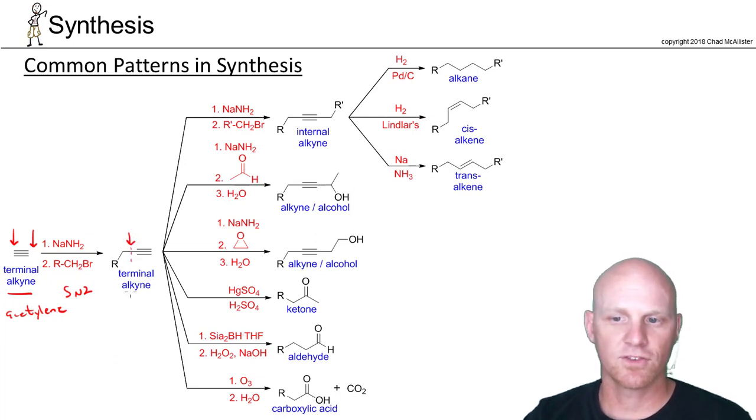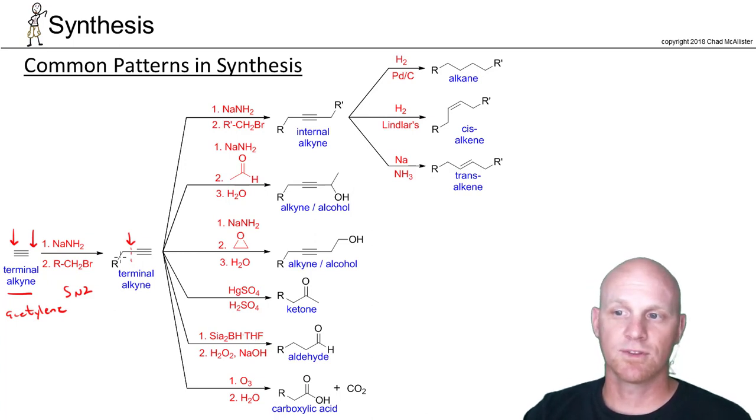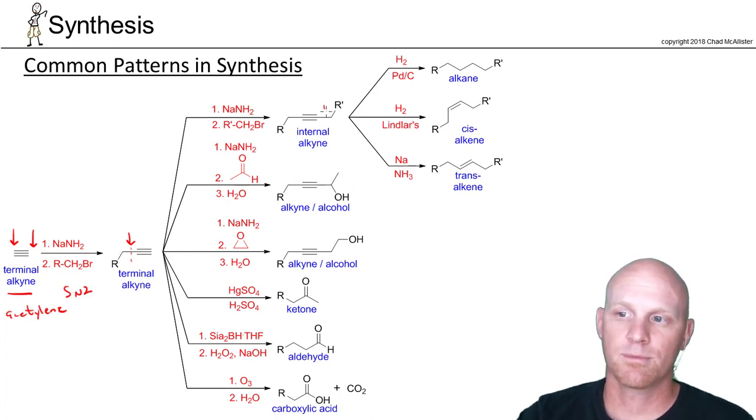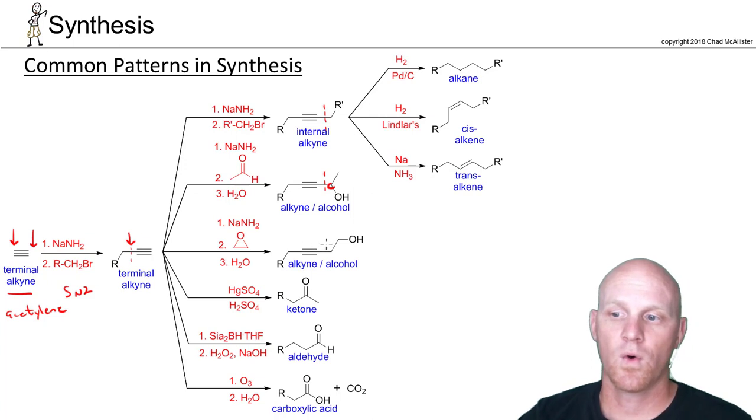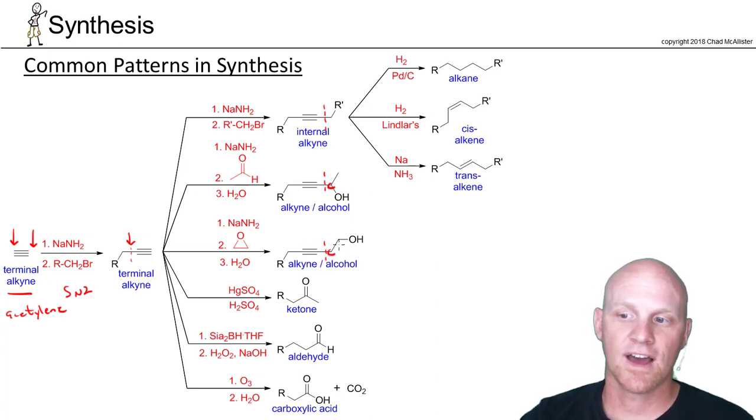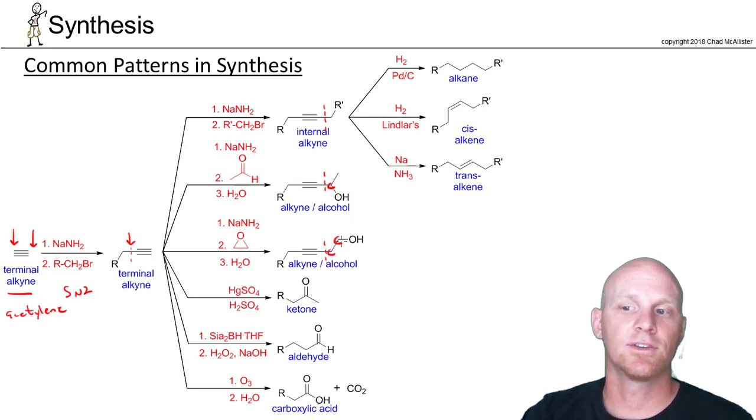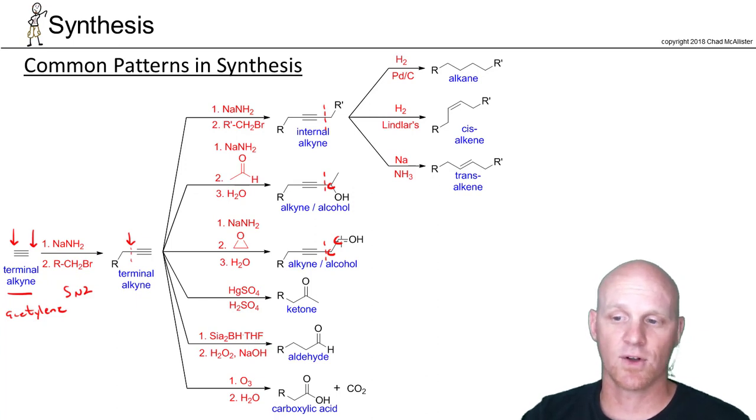With this terminal alkyne, we've got some options. We've learned that we can make a new carbon-carbon bond on the other side using just another alkyl halide. We could add a ketone or aldehyde, and the carbon we attach to becomes an alcohol. Or we can add an epoxide, and not the carbon we attach to, but the next one over is going to be attached to the OH of the alcohol.